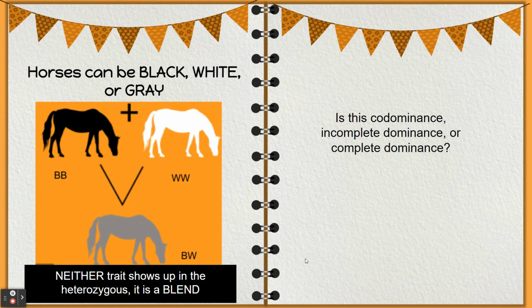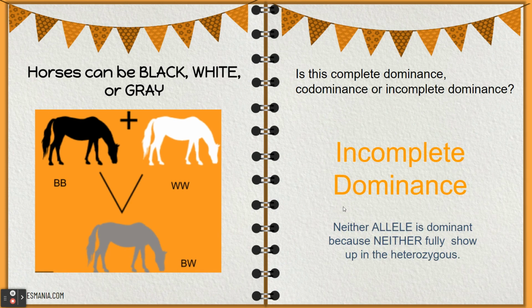All right, next question. Horses can be black, white, or gray. So what type of dominance is this? Notice that neither trait showed up in the heterozygous. It's a blend here. Codominance, incomplete dominance, or complete dominance? If you had answered incomplete dominance, you were correct. We threw it in the blender. Neither allele was dominant. Neither fully shows up. Throw it in the blender to get that gray, a mix between white and black.